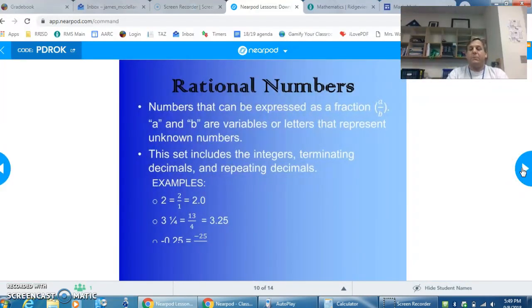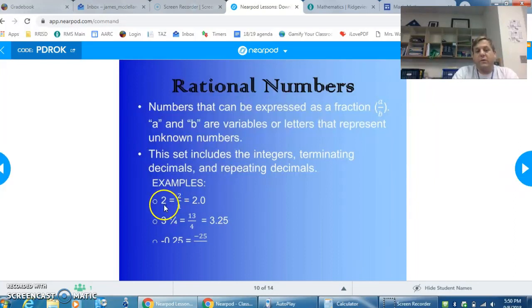Rational numbers are any number that can be expressed as a fraction a over b, where the letters a and b do not equal 0. This includes terminating decimals. That means they end. They're the ones that we use all the time. 0.75, 25 hundredths, 2 tenths. Those all end. And repeating decimals. So 3 tenths repeating, 66 2/3%. These are rational numbers because they can be written as a fraction, they terminate, or they repeat.